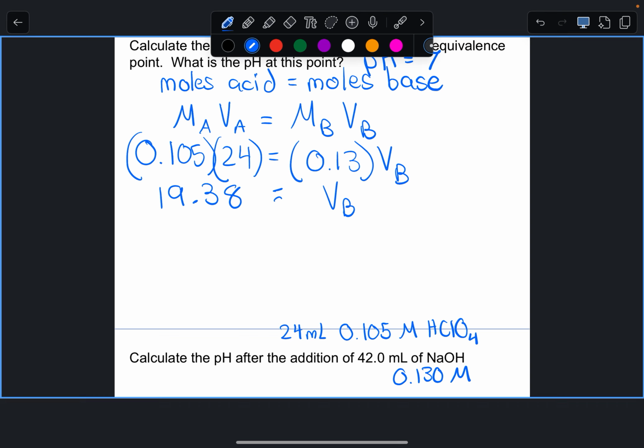So we're going to do the exact same thing we did in the second one: dilution, consumption, calculate the pH. It's just that now the smaller amount is going to be the acid. So that's the one that'll get used up all the way, and there'll be base left over. Okay, so let's start on that.